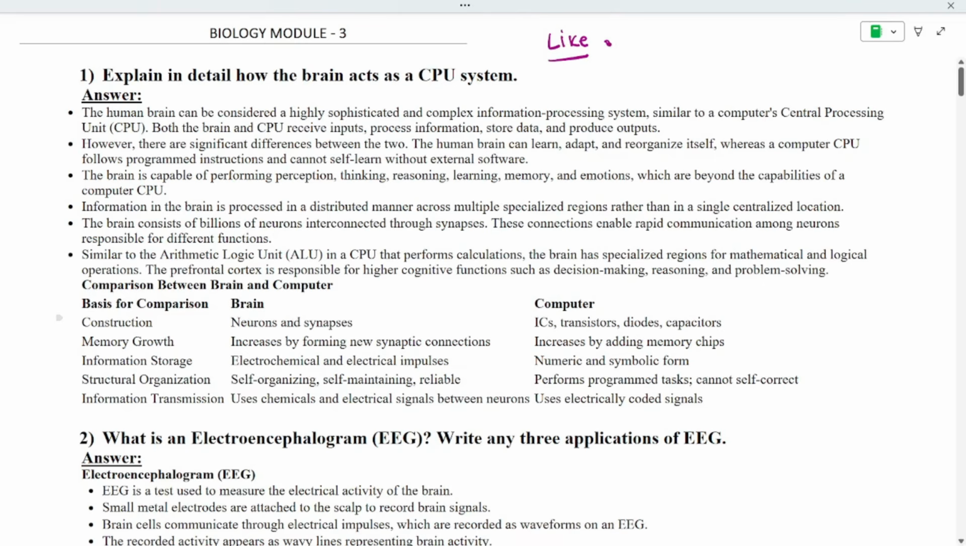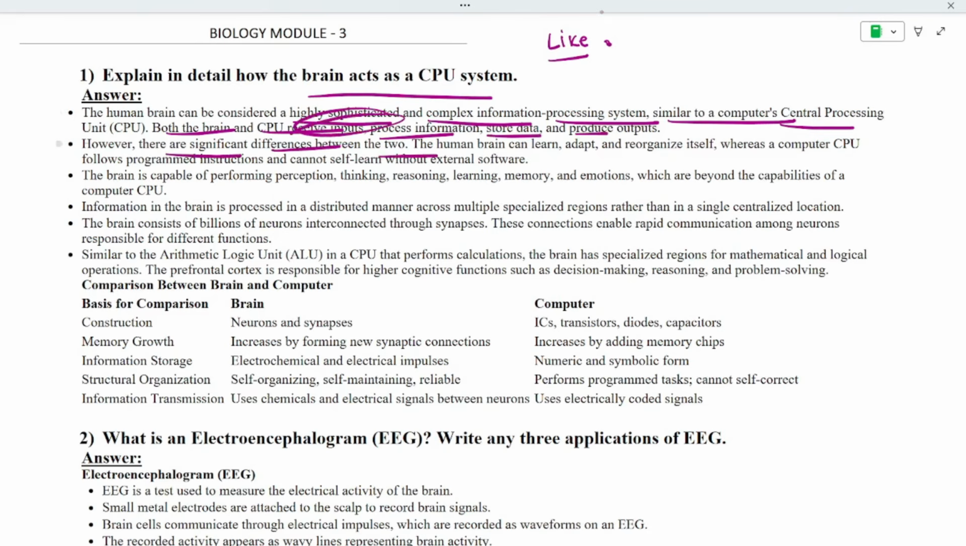The first question they have given is: explain in detail how the brain acts as a CPU system. How the brain acts as a CPU system is what you have to explain here. The human brain can be considered a highly sophisticated and complex information processing system, similar to a computer's CPU, that is, the central processing unit. Both the brain and the CPU receive input, process the information, store the data and produce the outputs. There are significant differences also, but these are the similarities we discussed now.